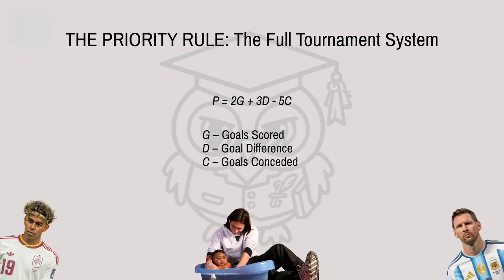system. So, to solve this correctly, we must establish a system of linear equations that weights different layers of tournament performance. Let G represent total goals scored, D represent overall goal difference, and C represent total goals conceded. We will use the formula P equals 2G plus 3D minus 5C. This algebraic model rewards efficient attacking play, values a strong score margin, and heavily penalizes defensive vulnerabilities.